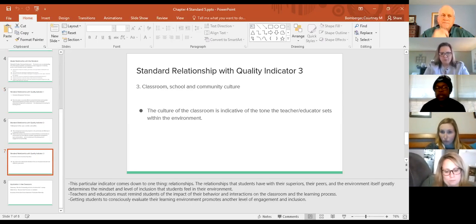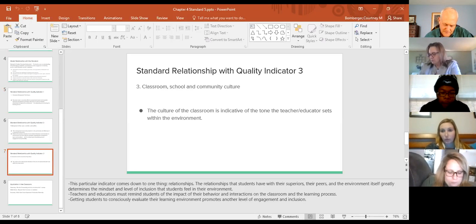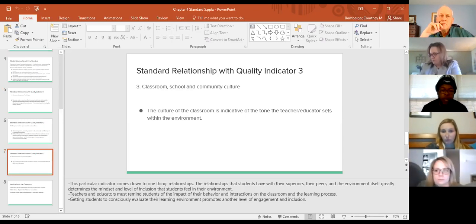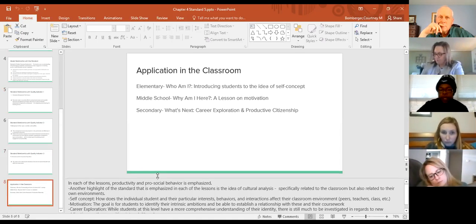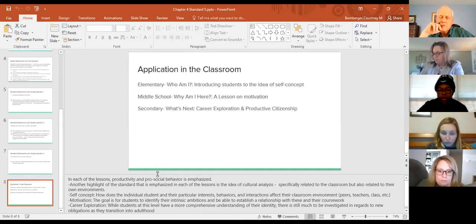The relationships that these students have with their superiors, their peers, and the environment greatly determines the mindset and level of inclusion that students feel within that environment. And also getting students to consciously evaluate their learning environment promotes another level of engagement and inclusion. And then moving forward, finally, how this particular standard aligns with the classroom.